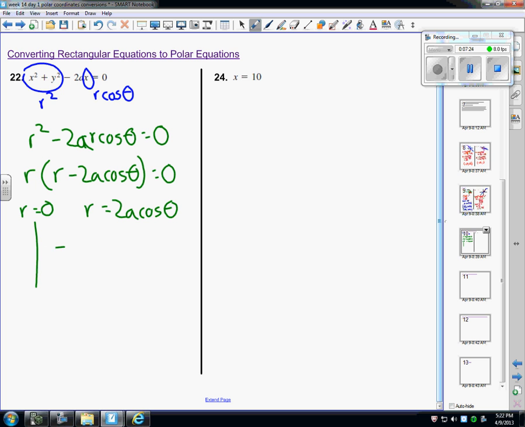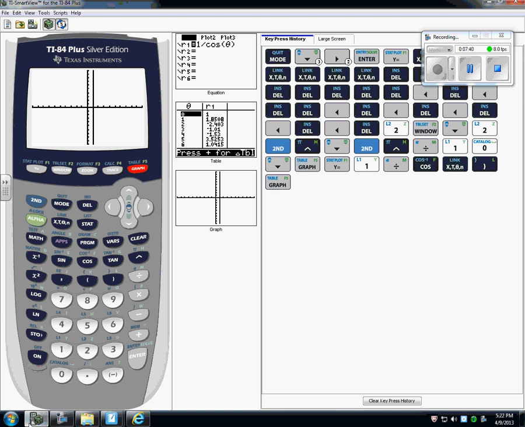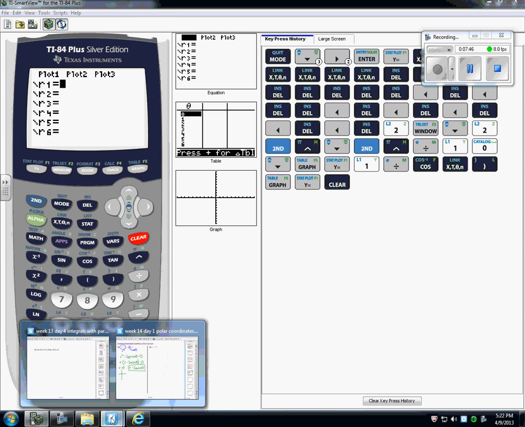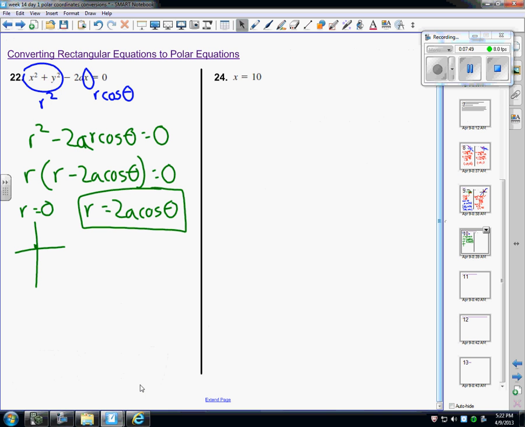Now r equals 0 is a point. That's it. That's kind of boring. But this guy is the relevant one. Okay? R equals 2a cosine theta. You might be curious what that looks like. So let's see if we can pull it up on this. Go to here and clear it out. Let me see what it is again. It is 2a cosine theta.